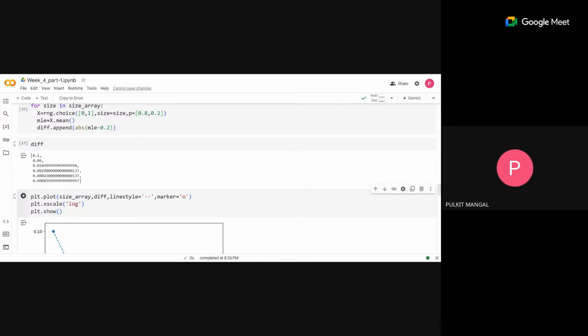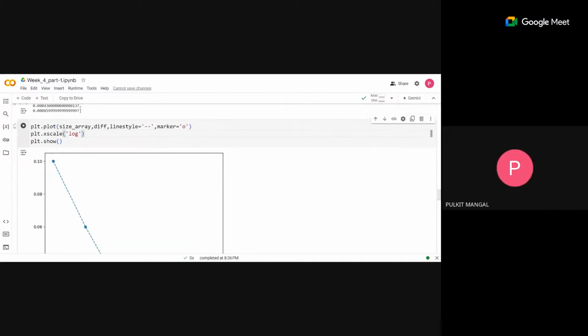This marker basically will mark your point. These dots are the markers. It will mark the point where this value is lying. It is easy to visualize in that case, right? Yes, sir.